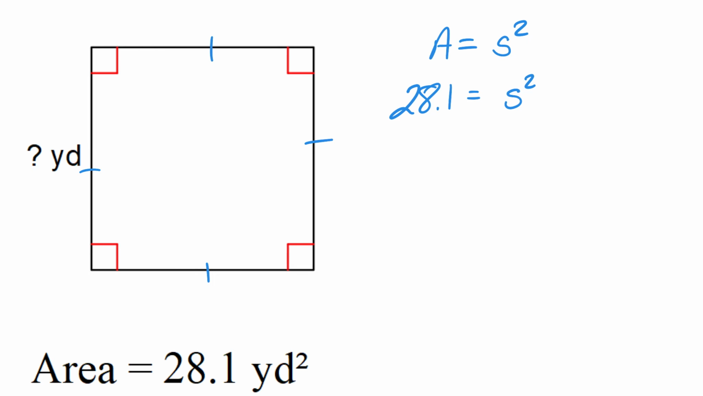So what we've got to do to get the side by itself is we have to do the opposite of squaring, which is square rooting. So we are going to square root both sides. When we square root side squared, it's just side. When we square root 28.1, we get approximately 5.3. In this case, it is yards.